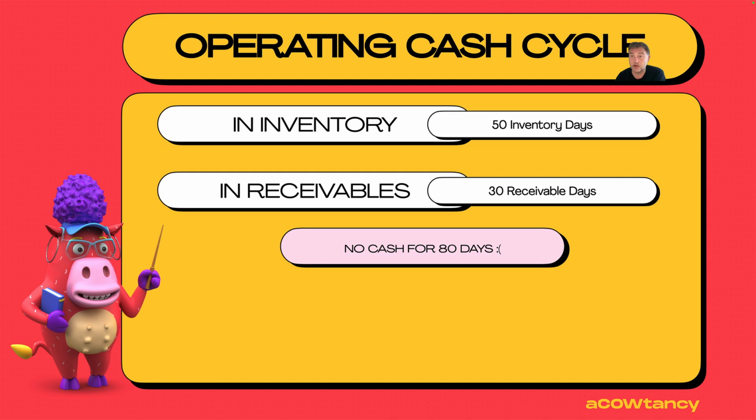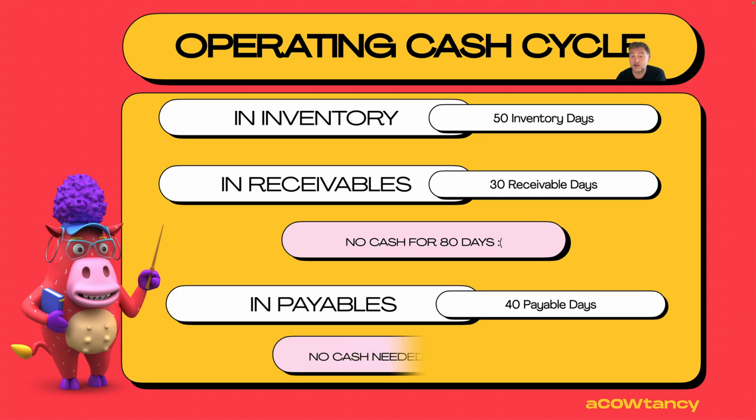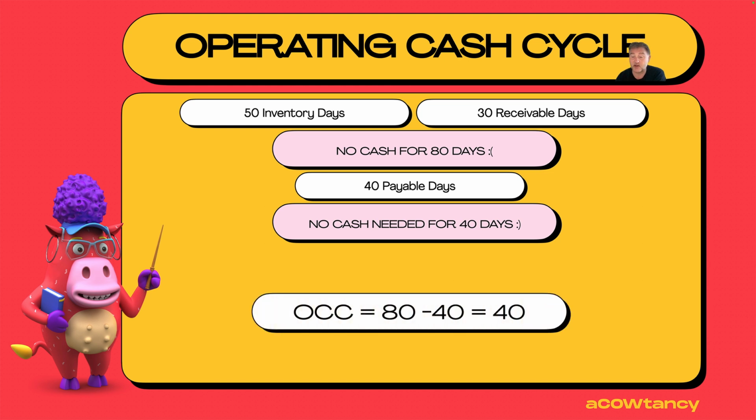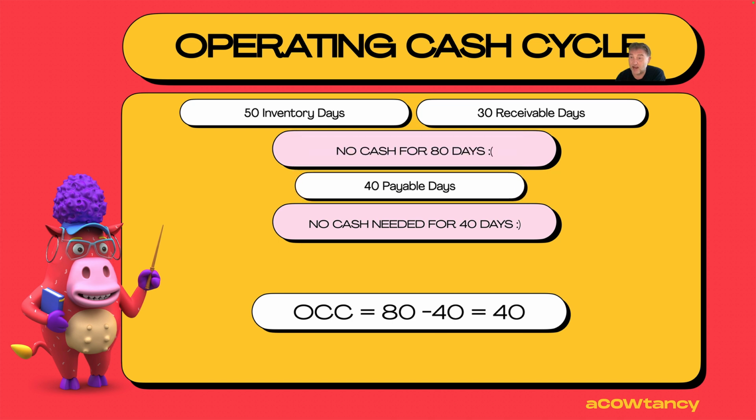But there is some good news, because when you bought the item in the first place, it was also in payables for 40 days. And that's 40 days when you didn't need cash. So your operating cash cycle is you had 80 days no cash. We didn't need cash for 40 of them. So your operating cash cycle is 80 minus 40, which is 40 days. So in the exam, you want to remember it as your inventory days plus your receivable days minus your payable days. And you want that period to be as small as possible, ideally.